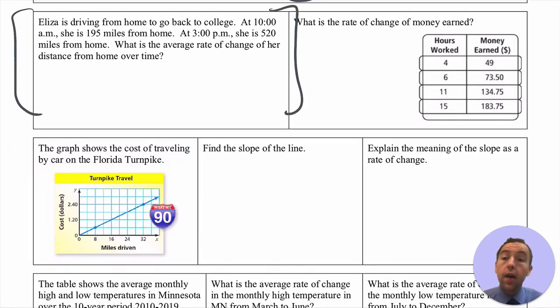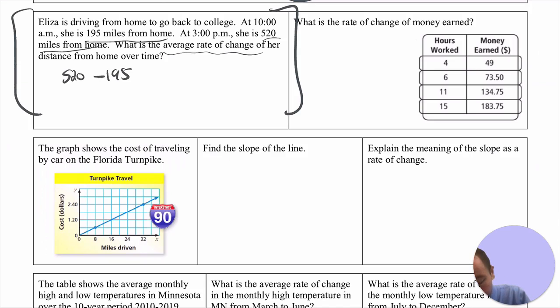So in this example right here, we have that Eliza is driving from home to go back to college. At 10 a.m., she's 195 miles from home, and at 3 p.m., she is 520 miles from home. What is the average rate of change of her distance from home over time? So we want to compare distance and time to be able to find a rate of change. Let's find the change in distance. We know that she was 195 miles from home, and then she was 520 miles from home. So if we do 520 minus 195, that's going to give you the change in distance.